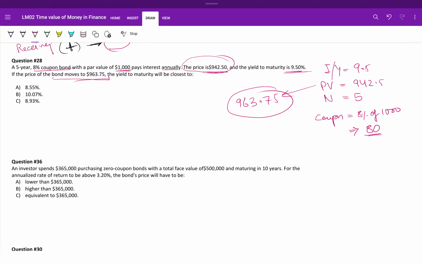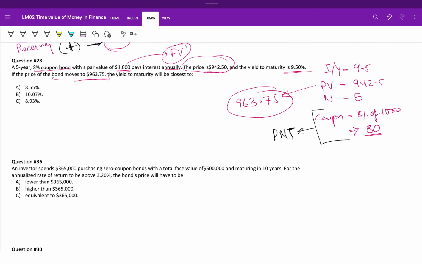Now here, this is the future value. And always remember to use sign conventions. 9.5, 942, 5. Coupon payment is 80. So PMT and present value.